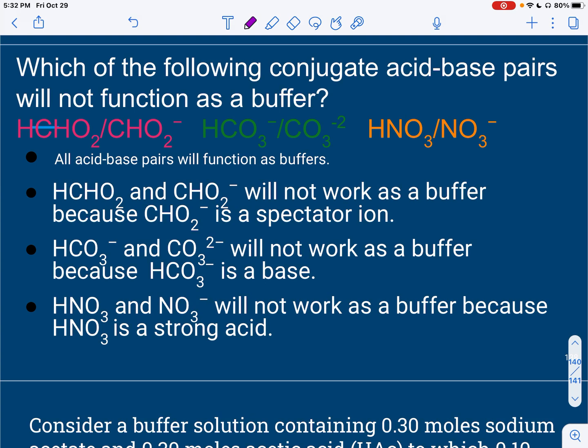Okay, so which of the following conjugate acid-base pairs is going to not function as a buffer? It's this one. Okay? You can't have a strong acid and its spectator ion. All the rest of them don't make any sense. You can say that this isn't a base because it's a conjugate of a multiprotic acid. And spectator ion is just another way of saying pathetic, and we know that that's not one.